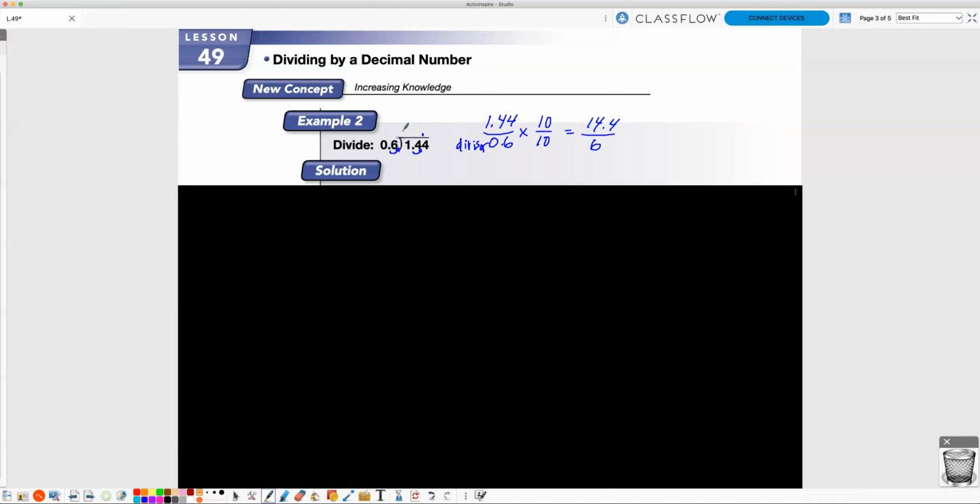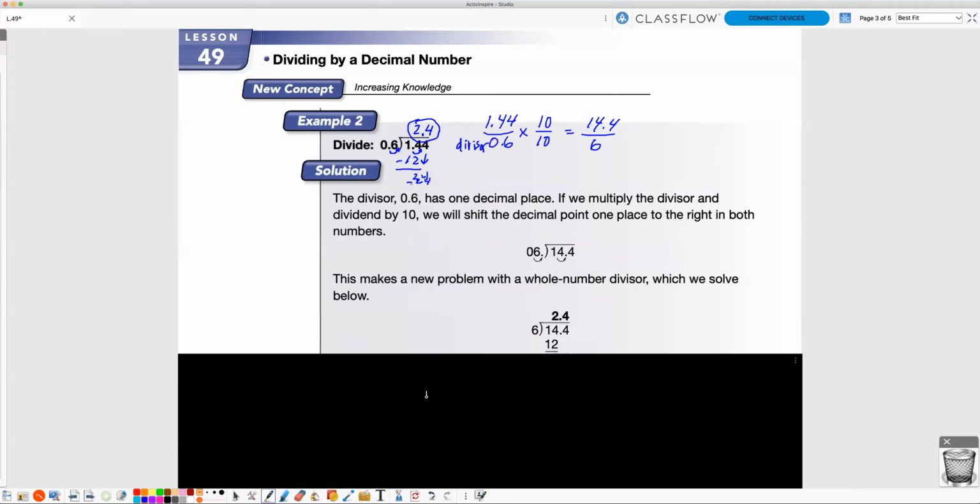I can just do that right here. Just recognize that the decimal in the answer, or the quotient, of this problem would be directly above where I had to shift it when multiplying. So see how it's now 14 and 4/10, just like it is over here. 14 divided by 6 is going to be 2, which would get me to 12. If I subtract that, this would be 2. Bring down the next one, that'd be 4. 24 divided by 6 would be 4. And that would be 24, and there'd be nothing left over. So 1 and 44 hundredths divided by 6/10 would be 2 and 4/10.